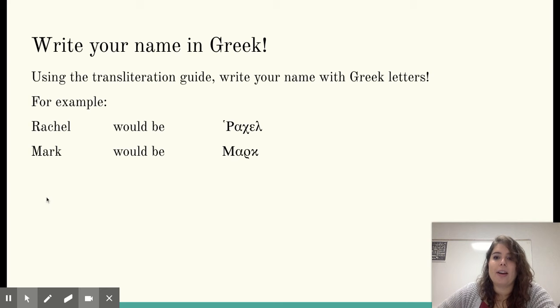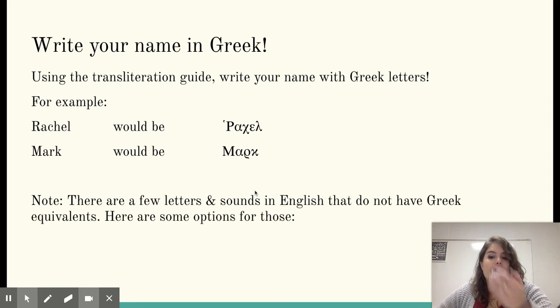Another example, we have the name Mark, M-A-R-K. We'd replace that with mu, alpha, rho, and kappa. This font makes the kappa look almost like an X, but that is a kappa. So Mark would end with the kappa.